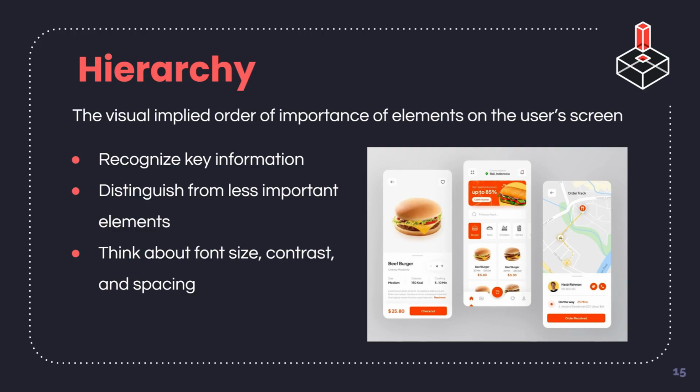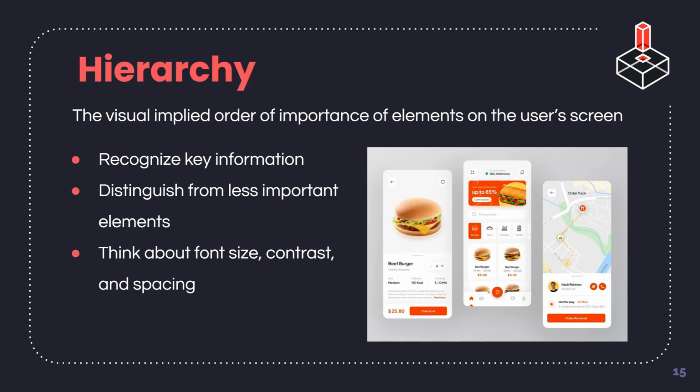Hierarchy. Hierarchy is the visual implied order of importance of elements on the user's screen. Good hierarchy is going to help out the user as much as possible. It's going to tell them where they're supposed to look and how they're supposed to interact with the screen. Hierarchy lets them recognize key information, so it's going to emphasize any really important part of a singular screen. It's going to help the user distinguish from less important elements, and it's going to consider font size, contrast, and spacing.